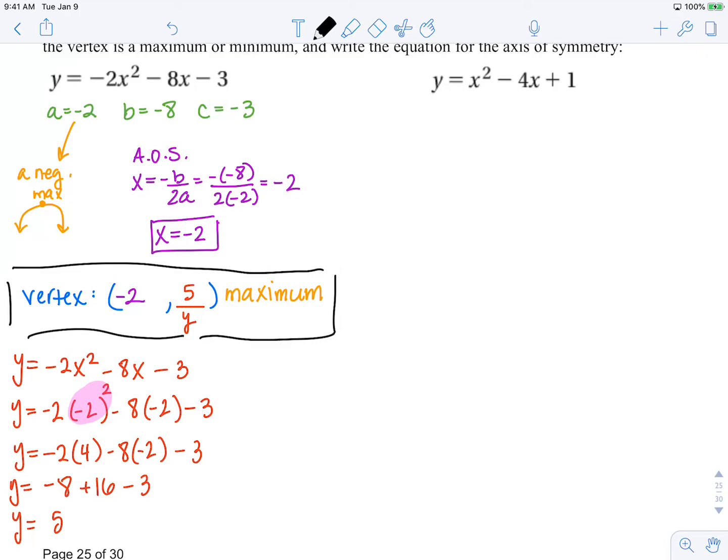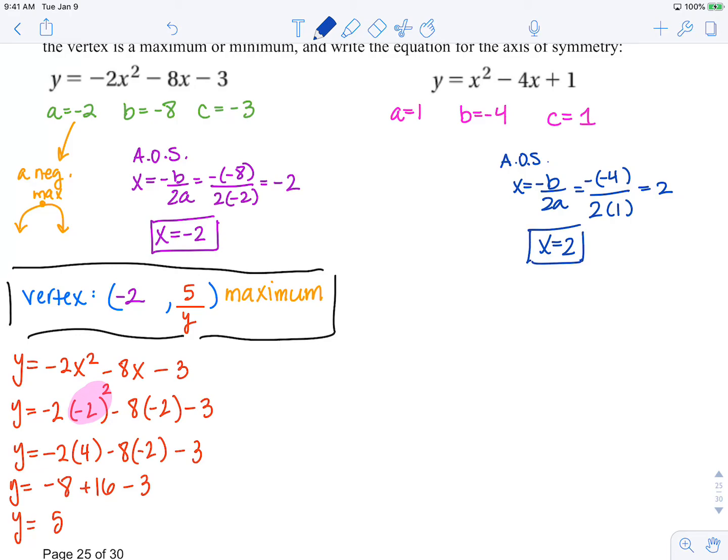So same idea here. y equals x squared minus 4x plus 1. We know that A equals 1, B equals -4, C equals 1. If we want that axis of symmetry, we know x equals -b over 2a. That's going to be -4 over 2 times 1, which is 4 over 2, which is 2. So our axis of symmetry is x equals 2.